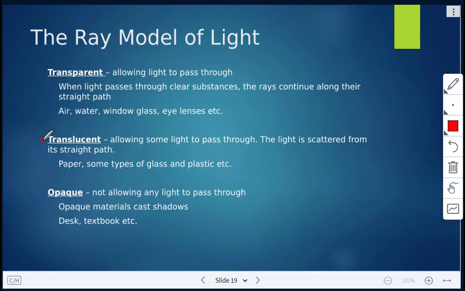If something is translucent, that means it's allowing some light to pass through. The light gets scattered from its straight path. For example, paper, some types of glass and plastic are translucent. So not completely clear. And then lastly is opaque. These materials do not allow any light to pass through. Opaque materials will cast shadows. Any solid type of material like a desk, a textbook, and so on.